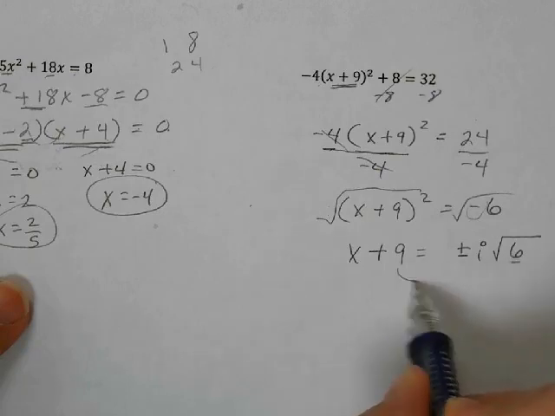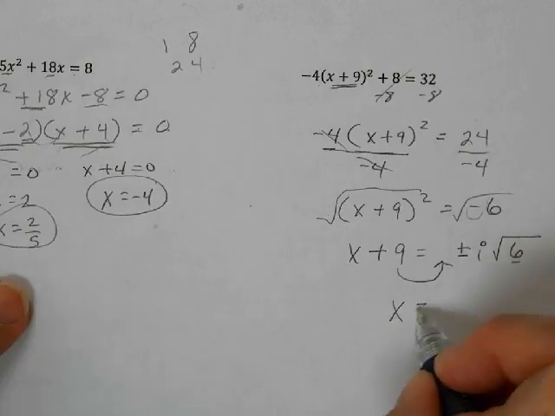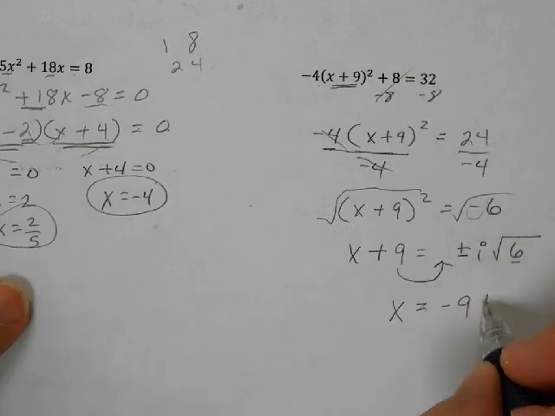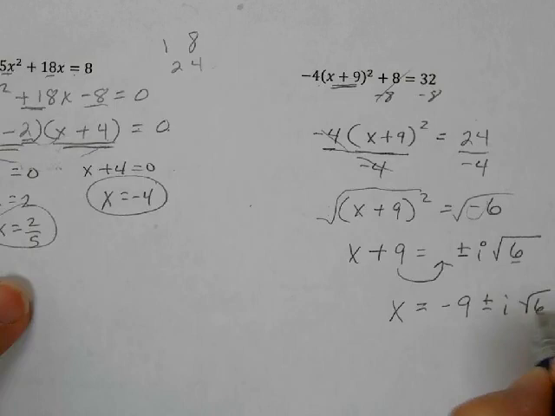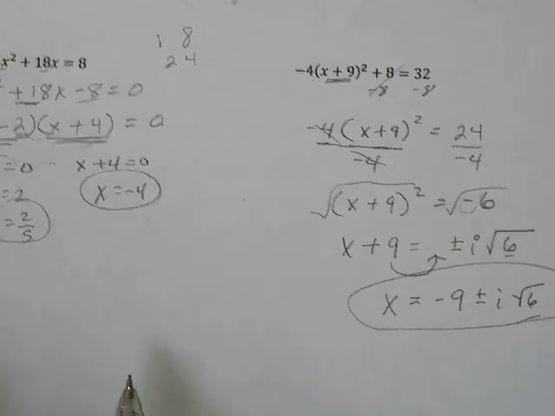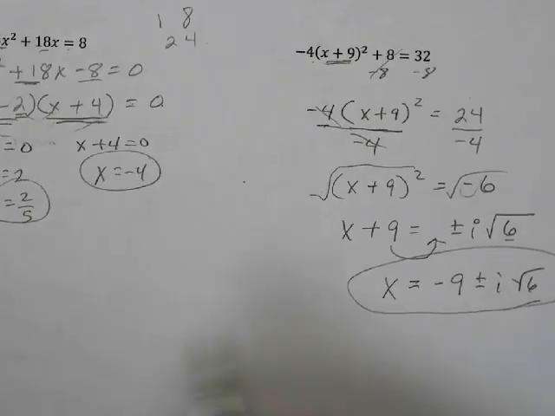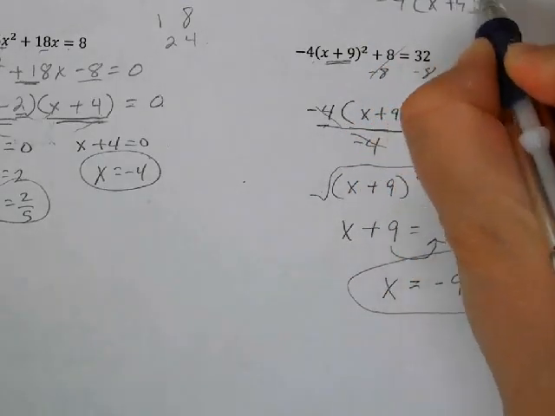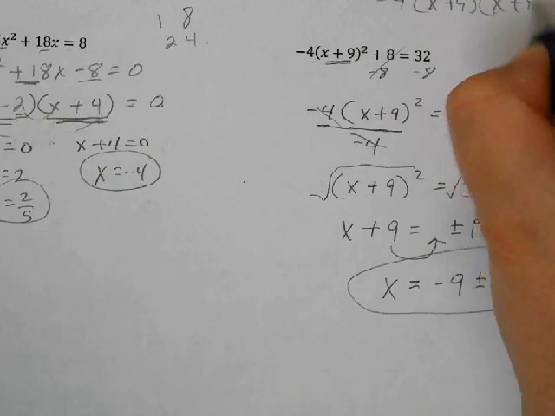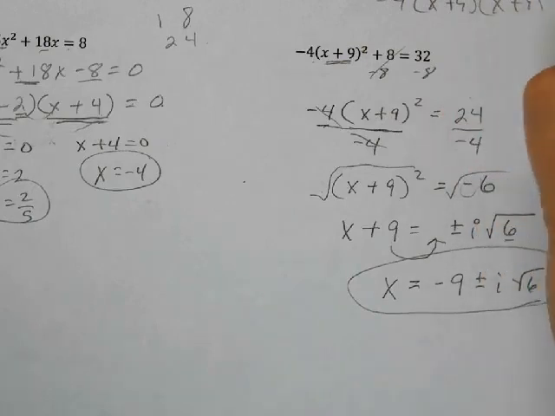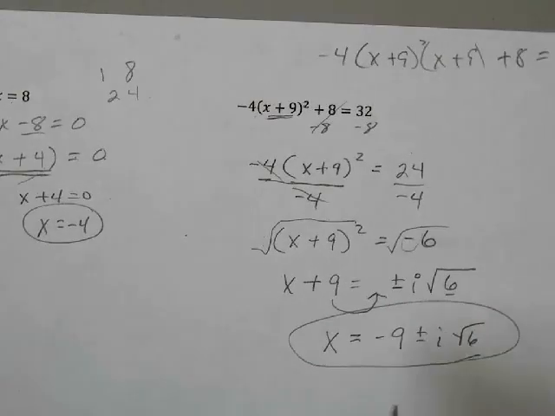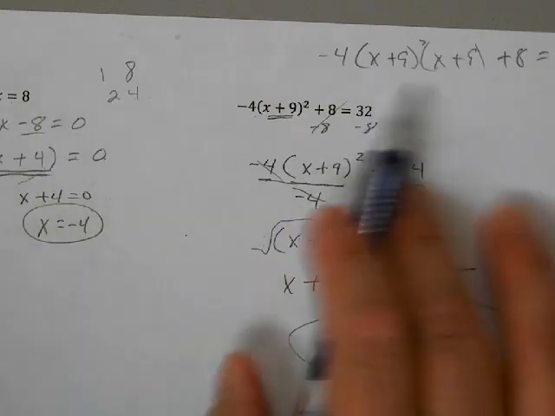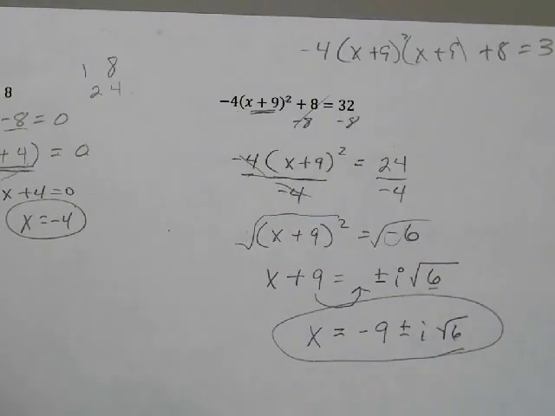So the next thing I'm going to do is subtract 9 from both sides. So I get x equals negative 9 plus or minus i square root 6. So even if I would have from the very beginning tried to multiply this out, I wouldn't have wanted to solve that way because notice this one gets an imaginary answer, and when we factor, we don't get imaginary answers.